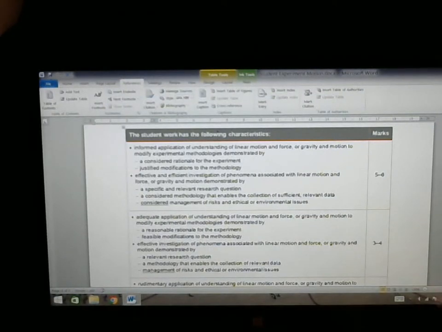The next one here is justified modifications. Justified, remember, means to back up with evidence, so you need to give a reason for making a decision. And sometimes these reasons could be just a simple sentence, sometimes they may be a little bit more complex, it depends on what decision you're making.